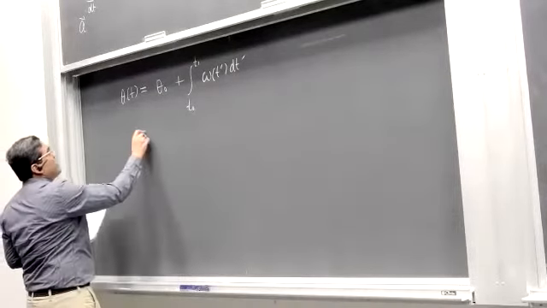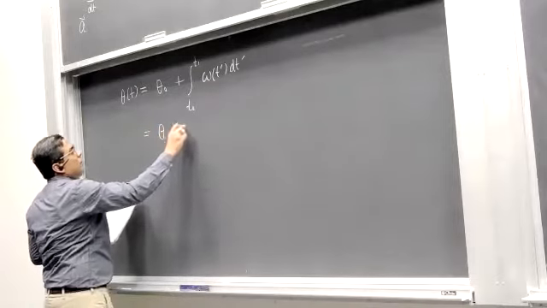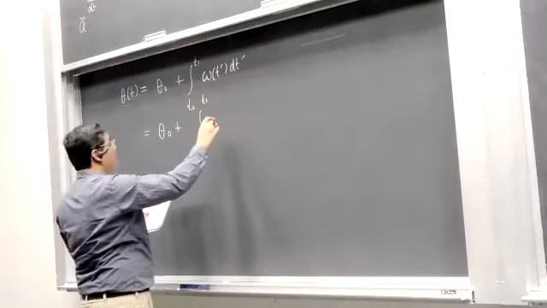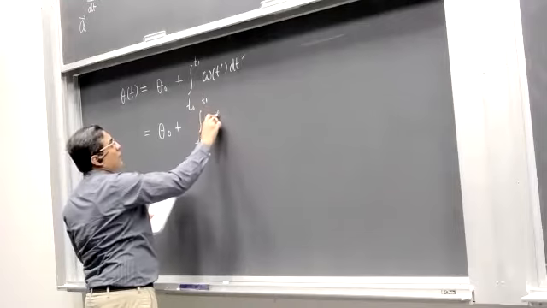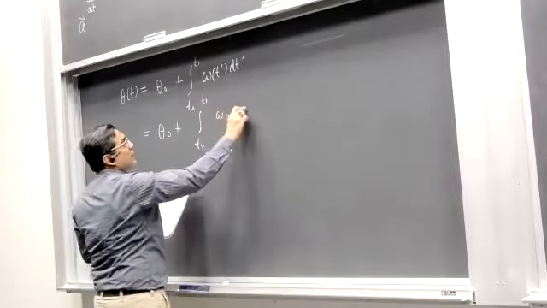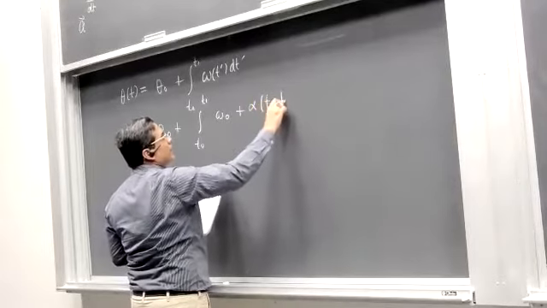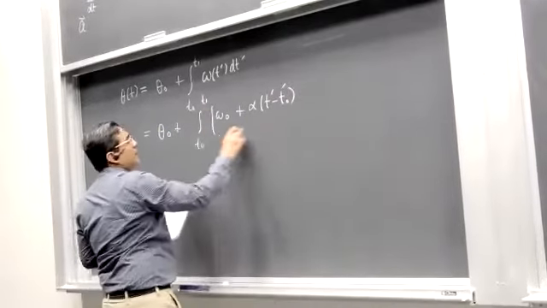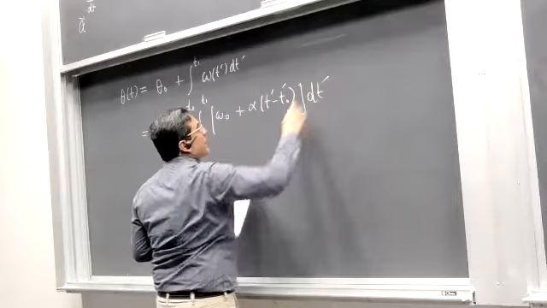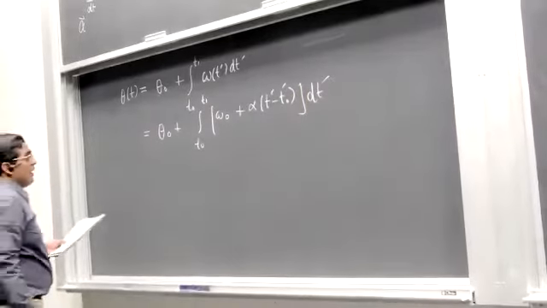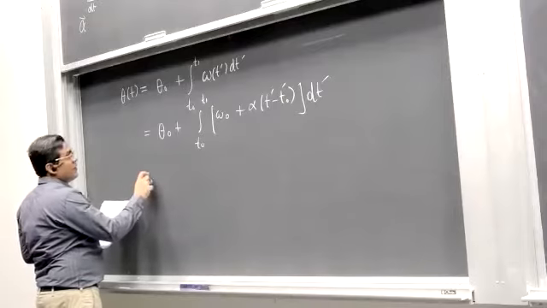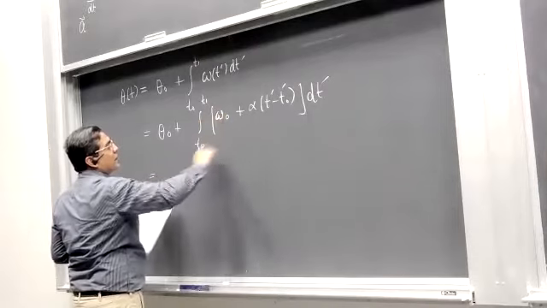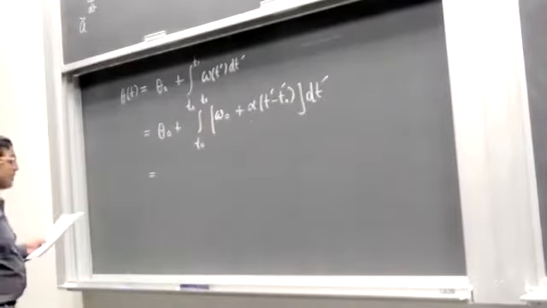Now if you plug in what we just wrote on the previous board, omega's value in terms of omega naught plus alpha times t prime minus t naught, dt prime. And then if you do this integration, assuming that acceleration does not depend on time, it's just a constant. Assuming that acceleration also does not depend on time.